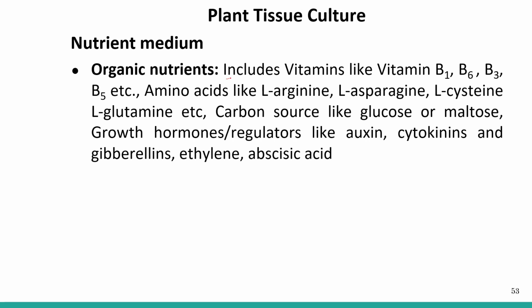Organic nutrients include vitamins like vitamin B1, B6, B3, and B5. Some amino acids are also present in the nutrient medium as organic nutrients: arginine, asparagine, cysteine, and glutamic acid. For a carbon source, glucose or maltose is required, and some growth hormones or regulators like auxin, cytokinins, gibberellins, ethylene, and abscisic acid are also present as organic nutrients in the nutrient medium.